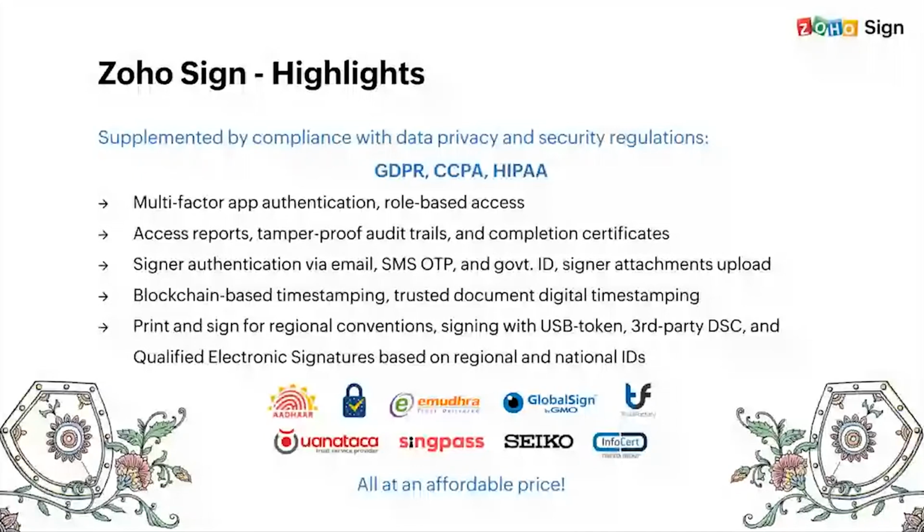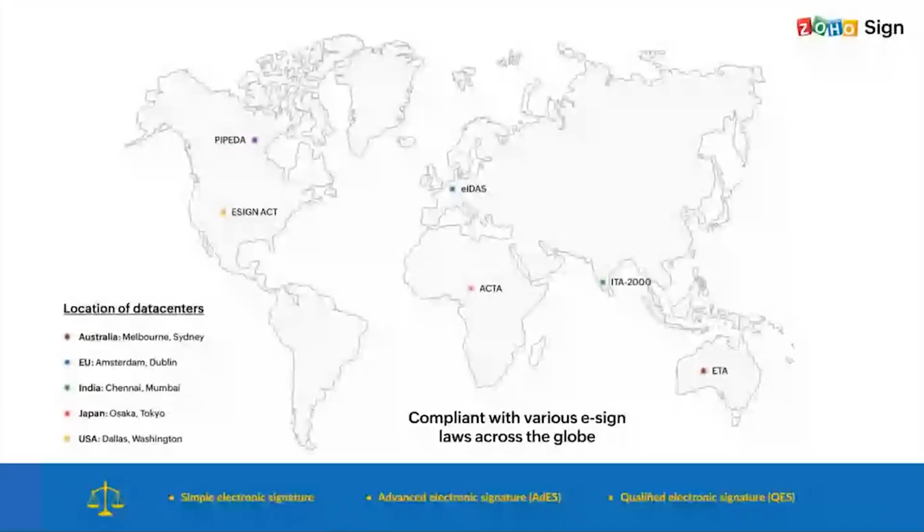Furthermore, Zoho Sign integrates with various regional digital signature providers such as QES in the European Union, Aadhaar and eMudra in India, and Singpass in Singapore. Zoho Sign complies with most regional and international e-sign laws, such as PIPEDA in Canada, the ESIGN Act and UETA in the US, eIDAS in the European Union, Information Technology Act of 2000 in India, and Electronic Transaction Act in Australia and other Southeast Asian countries.